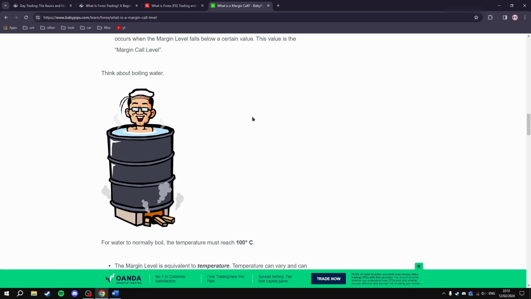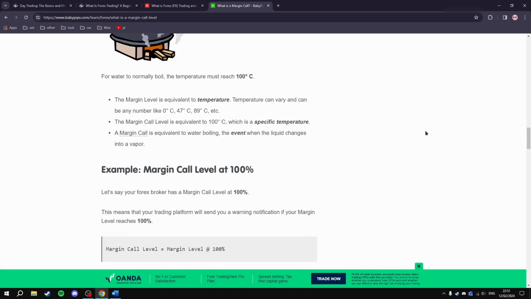Think about boiling water. For water to normally boil, the temperature must reach 100 degrees Celsius. The margin level is equivalent to temperature. Temperature can vary and can be any number like 0 degrees, 47, 89, etc. The margin call level is equivalent to 100 degrees, which is a specific temperature. A margin call is equivalent to water boiling, the event when the liquid changes into a vapor.